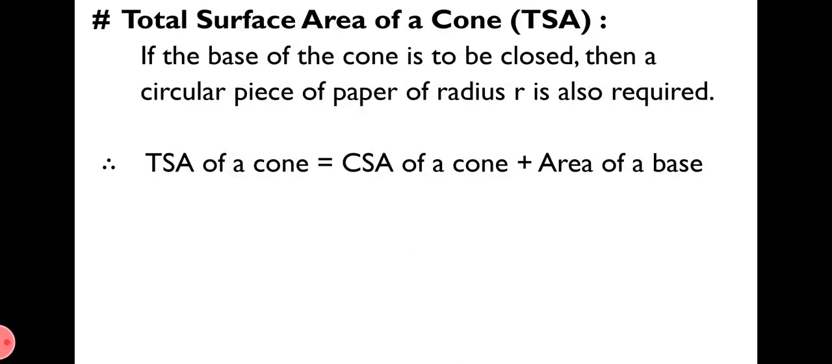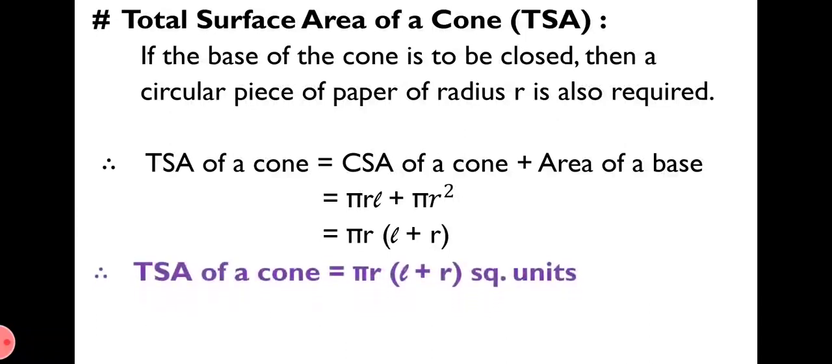Now for the triangular part we are taking curved surface area of a cone, and for the circular part we take the area of the base, that is equal to pi RL plus pi r square, because CSA of a cone is given by pi RL, and area of a base, as it is circular, we write pi r square. Now taking out pi r common, we will get equal to pi r into L plus r. Therefore total surface area of a cone, that is TSA of a cone, equal to pi r into L plus r square units. Yes.